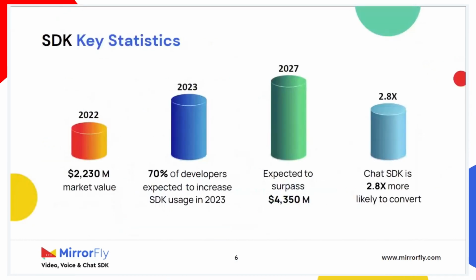So in this slide, we are going to discuss the SDK key statistics for the past year, present year, and for the future. By 2022, you can see the market value of SDK boasts an overall market share of 2,230 million as of 2022, and it is expected to rise by 2027 with a dollar value of 4,350 million. And almost 70% of developers are expected to increase SDK usage in 2023. So niche SDKs like chat, voice, and video calling are 2.8 times more likely to convert users, which powers your application to be downloaded by the user.